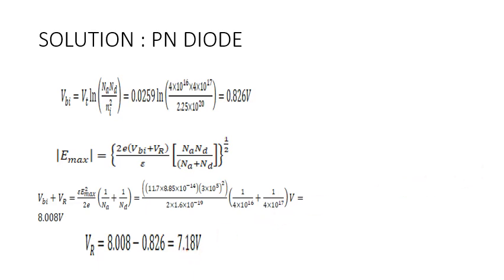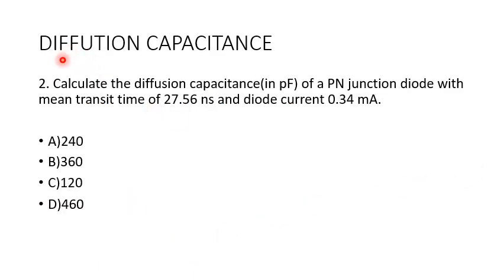Now we'll go to the next question. Now we'll see the question on diffusion capacitance. What actually is a diffusion capacitance? Diffusion capacitance is the predominant effect in the forward bias region. That is something you should always remember. The question is: calculate the diffusion capacitance in picofarad of a PN junction diode with a mean transit time of 27.56 nanosecond and a diode current of 0.34 milliamps.